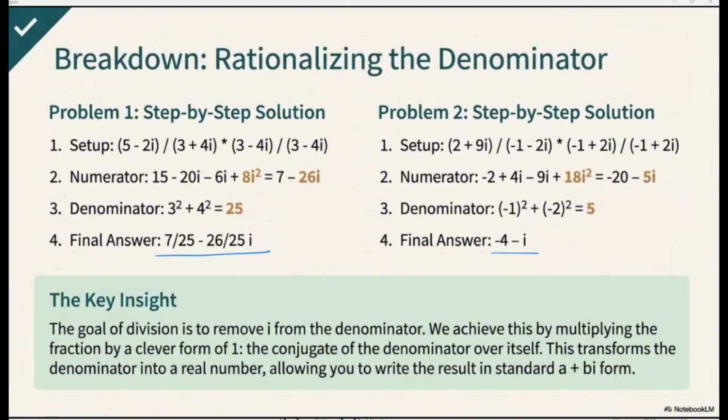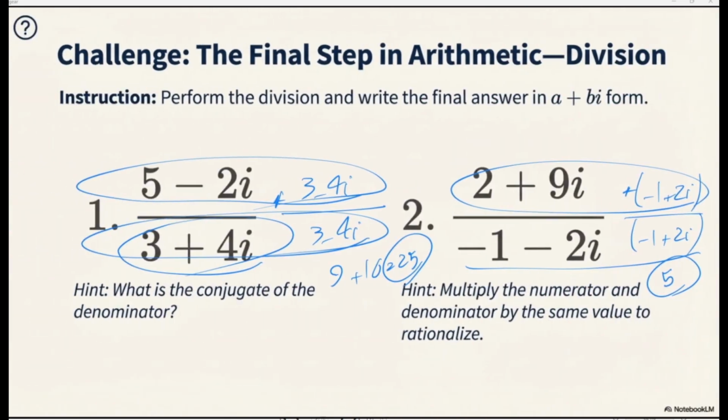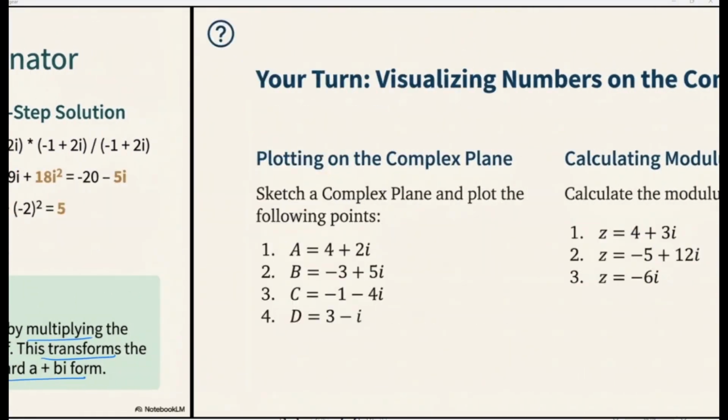The key insight over here, and our goal of division, is to remove i from the denominator. We are going to achieve this by multiplying the fraction by a clever form of one itself, the conjugate of the denominator over itself. It's going to transform your denominator into a real number, and it's going to allow you to write down the result in the standard form a plus bi, because right now you cannot do that if you have the division. But if you find the conjugate and multiply by that, you have everything that you need.